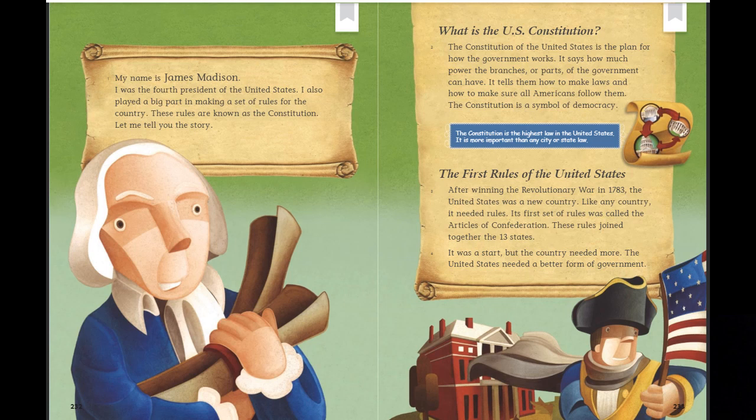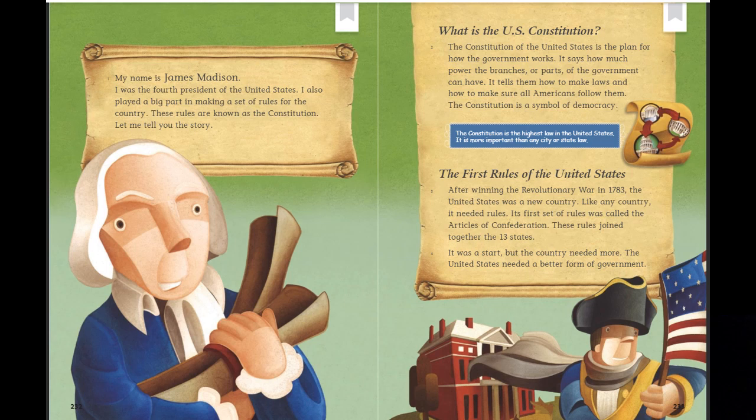What is the U.S. Constitution? The Constitution of the United States is the plan for how the government works. It says how much power the branches, or parts, of the government can have. It tells them how to make laws and how to make sure all Americans follow them. The Constitution is a symbol of democracy. The Constitution is the highest law in the United States. It is more important than any city or state law.